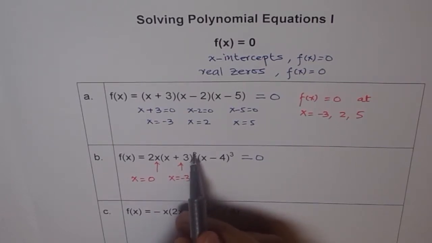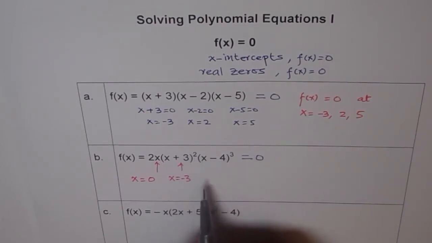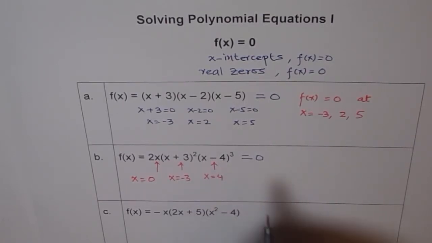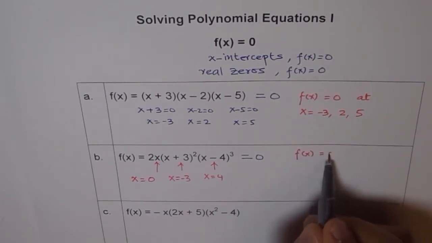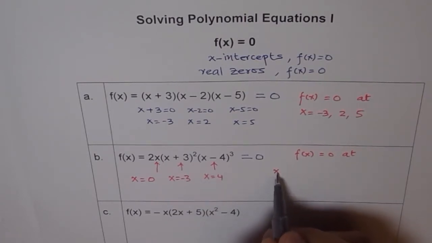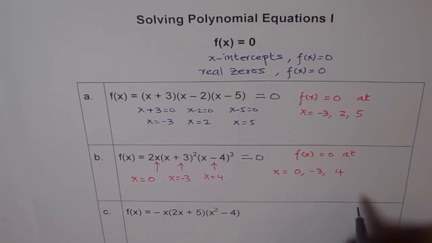Square or any other power doesn't really matter. 0 to the power of anything is 0, correct? Okay. Now what about this? When is this 0? This is 0 at x equals 4. So we can write here that this function f of x is equal to 0 at x equals 0, minus 3 or 4. Okay.